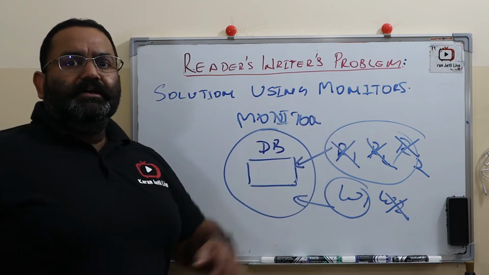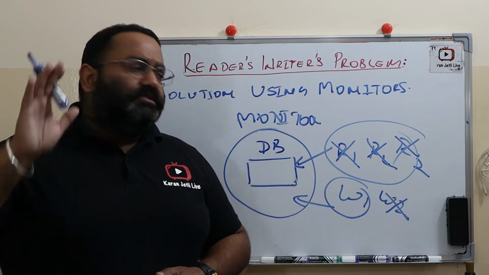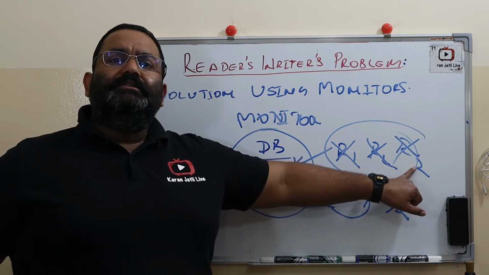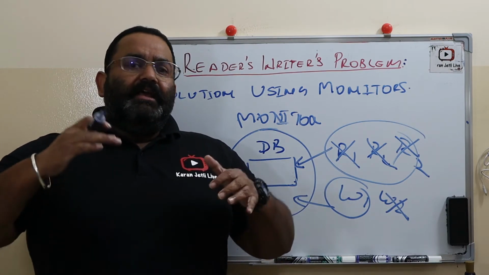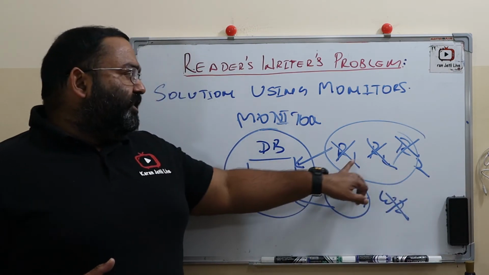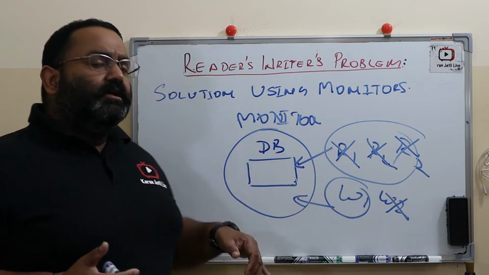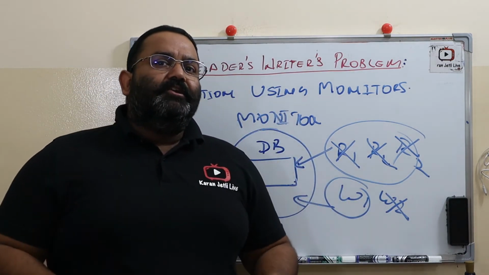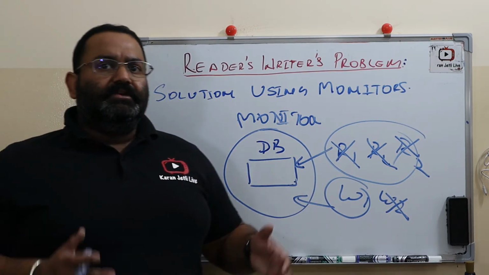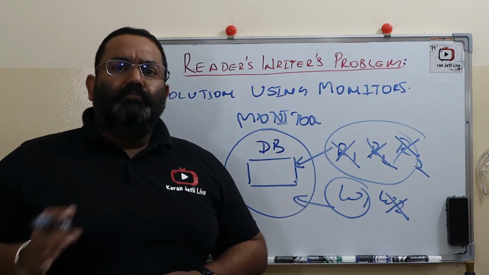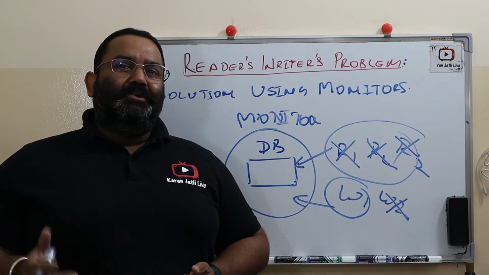So the monitor will check the condition whether there is any writer who is writing. If there is, it will not allow any other reader or any other writer to access the database. And if there is no writer, and we have one reader who wants to read the database and another reader who also wants to read it, since it is doing only the read operation, it can allow multiple readers to read the database. So this solution is implemented using monitors. In the next part of this video, we are going to discuss the algorithm for the monitors.